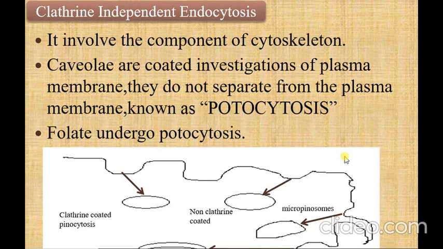And macropinosomes are also formed if the amount of fluid entrapped is large. Their size or diameter varies from 0.5 to 2.5 micrometer. And in recent developments, early endosomal coat proteins have been identified and characterized.